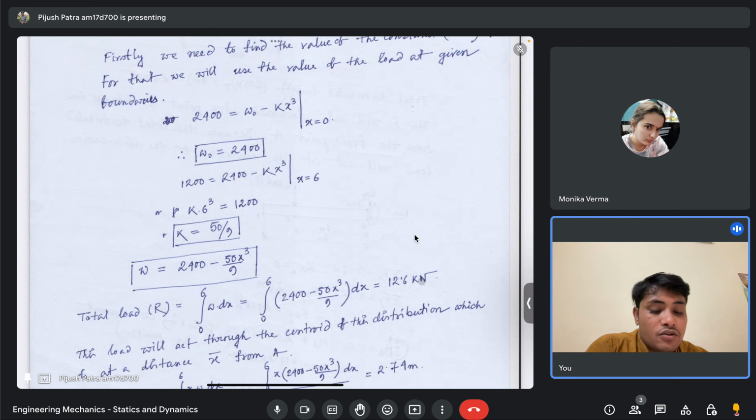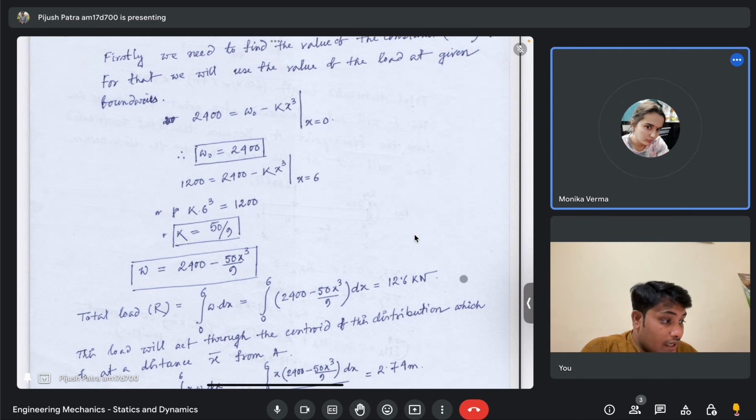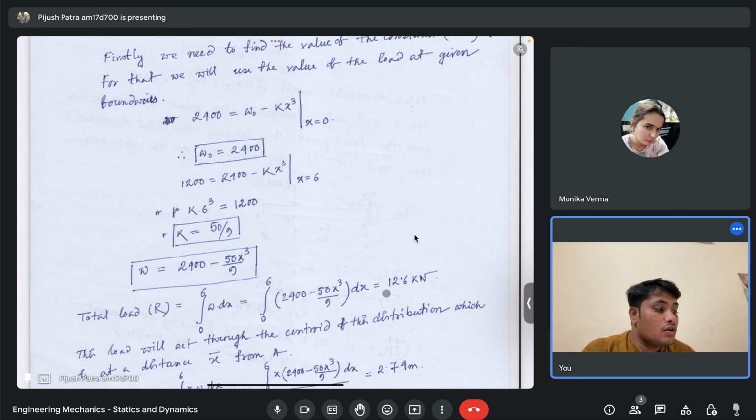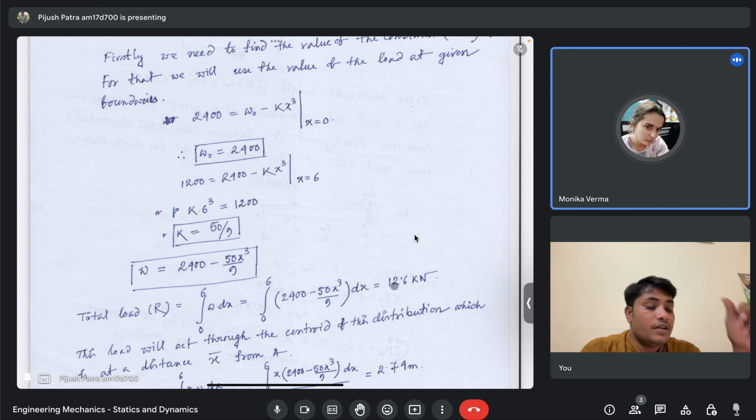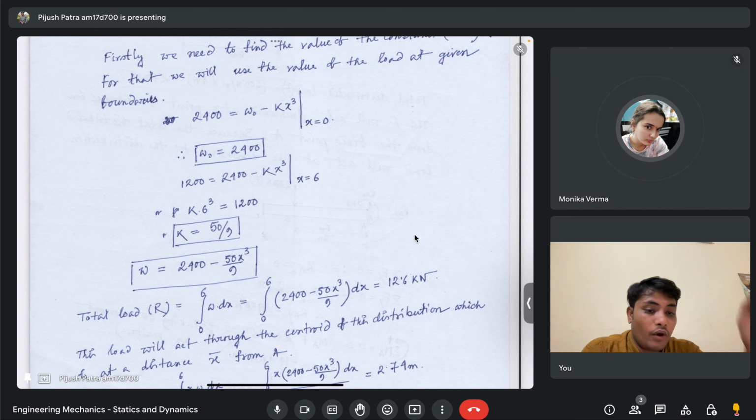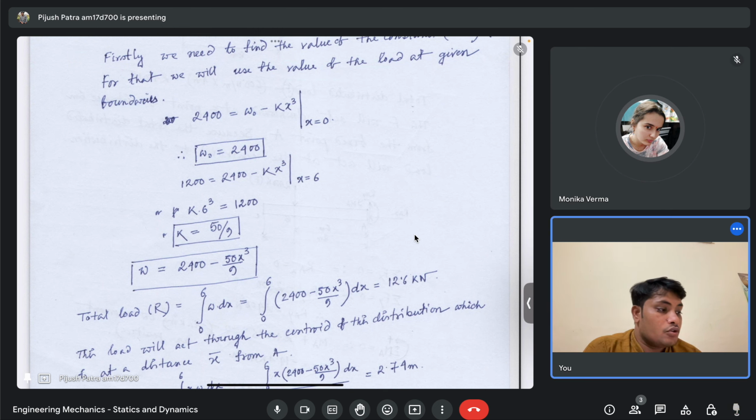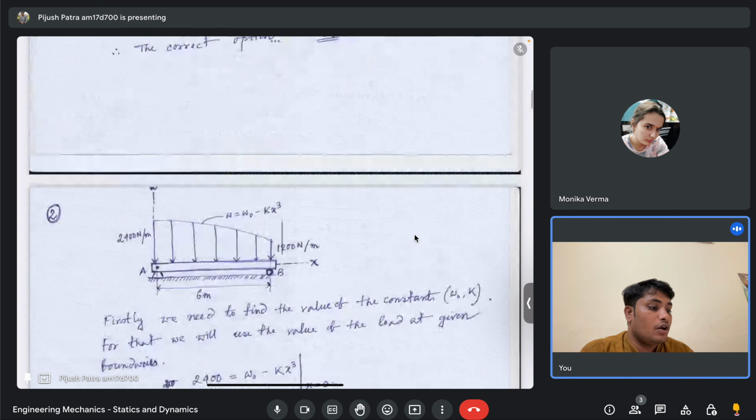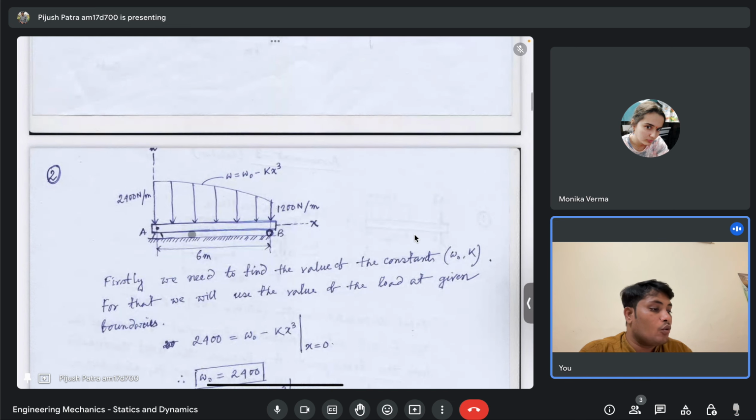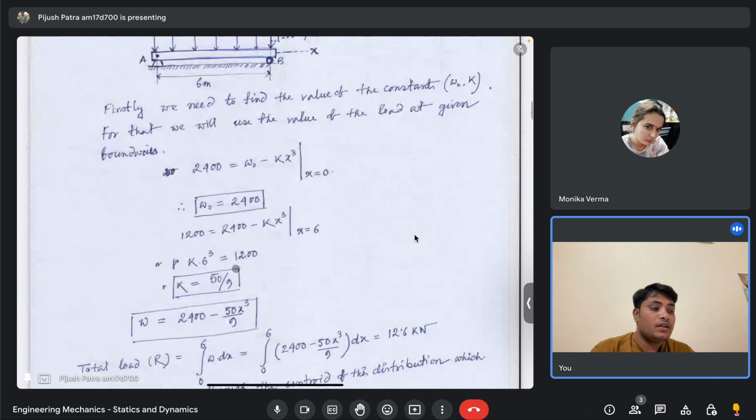Now the next question is, I know the total load, and I know how the load is varying, but this resultant load, that 12.6 kilonewton, at what point will it pass through? So this is the resultant load, so that means it will pass through some point, right? At what distance will it act from the origin, from the point A? How will you do that?